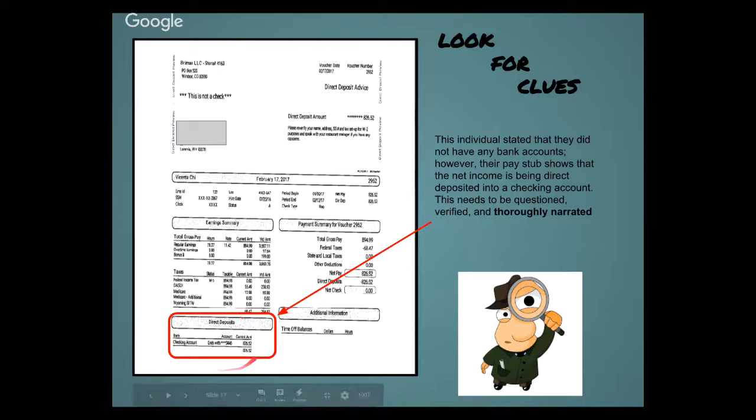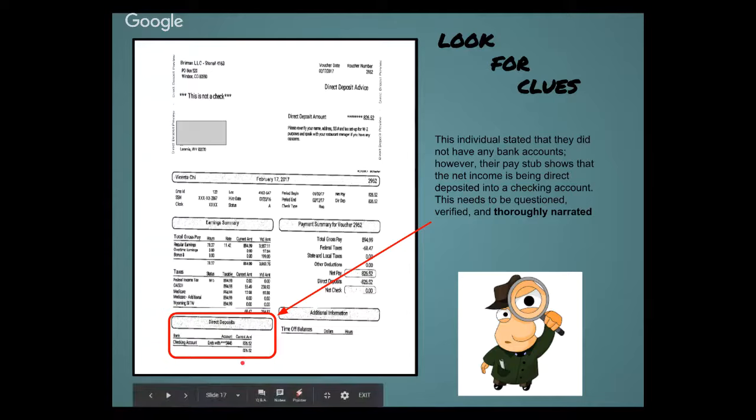We need to ask them, what is this account? Does it have to be an actual bank checking account? No, it sure doesn't. A lot of employers require direct deposit. So if somebody does not have a checking or savings account at a regular bank, they will get them a prepaid debit card, and then their paychecks are deposited onto the prepaid debit card. And that might be the case here. The trick, again, is making sure that we have that conversation and that we're documenting that within the narrative.